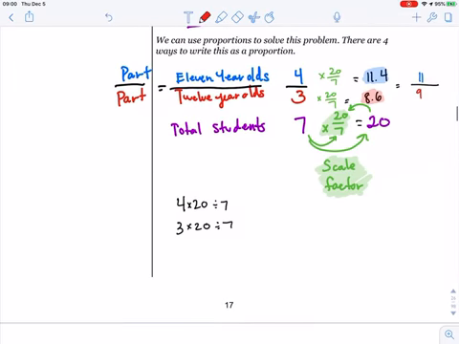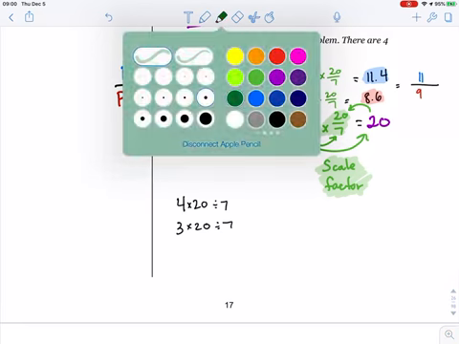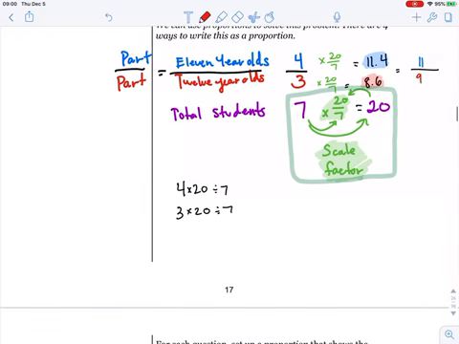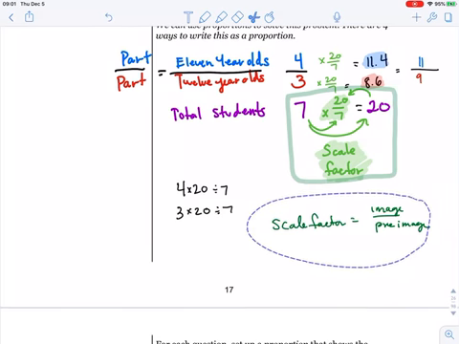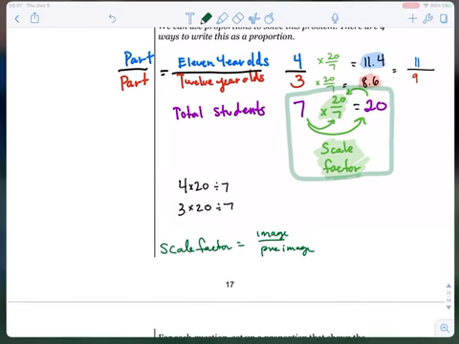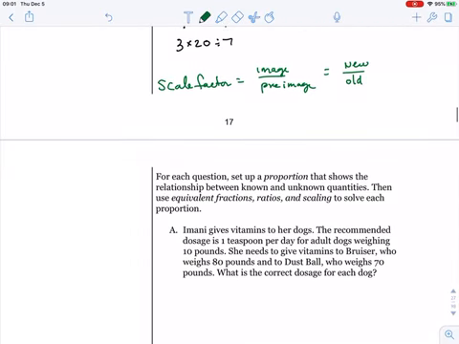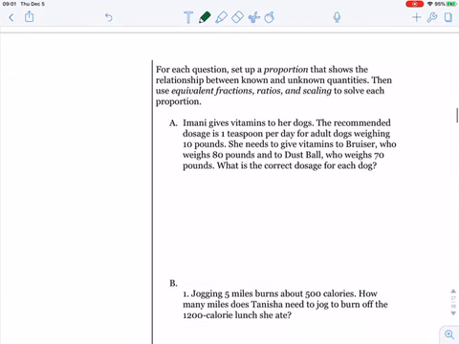So we need to be able to identify scale factor. Okay? This is extremely important, identifying scale factor. Now, before, when we used shapes, scale factor was equal to image over pre-image. Now, it'll be the same thing, image over pre-image. We can use shapes to define these, but you can also think of this as new over old. The image is what it becomes, and the pre-image is what it was originally.